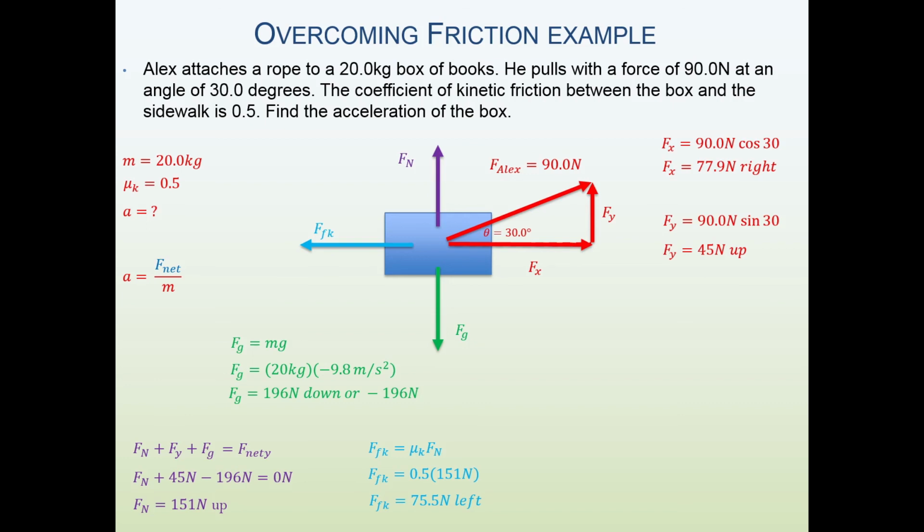The box of books is being pulled across the sidewalk, so it makes sense that the net force is only in the x direction. And there are only two forces in the x direction: the x component and friction. Combining those two forces will give us a net force of 2.4 newtons to the right. Lastly, the acceleration can be calculated by taking the net force of 2.4 newtons and dividing by a mass of 20.0 kilograms. The acceleration comes out to 0.12 meters per second squared to the right.